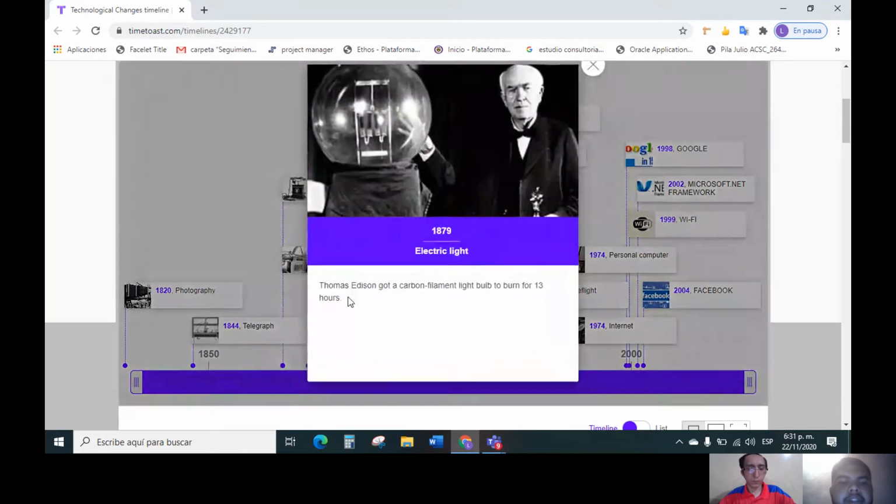In 1879, Thomas Edison created the electric light. Thomas Edison got a carbon filament light bulb to burn for 13 hours.